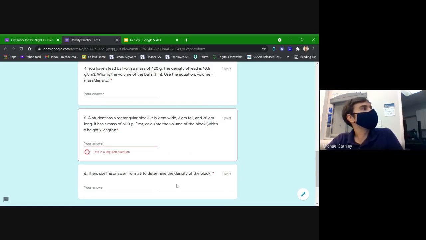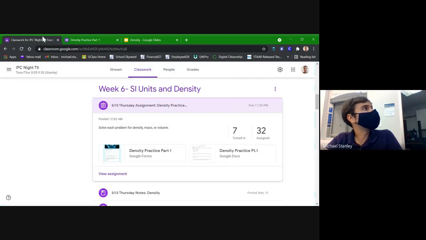Then for number 6, you'll use the mass that number 5 gives you and the volume that you calculated in order to figure out what the density of the block is. So for number 6, you'll use 2 numbers from number 5, the one that it gives you and the one that you find out on your own. So that is today's daily assignment. Pretty straightforward for most of those questions.